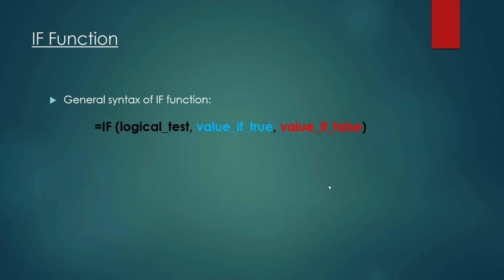Now the general syntax of an IF function. Of course we start with an equal sign, then the name of the IF function, and as you can see, the IF function will take three arguments as an input. The first argument, called the logical test, will return either true or false based on the comparison between the value and what you expect. It will return true if this comparison is true, or false if this comparison is false.